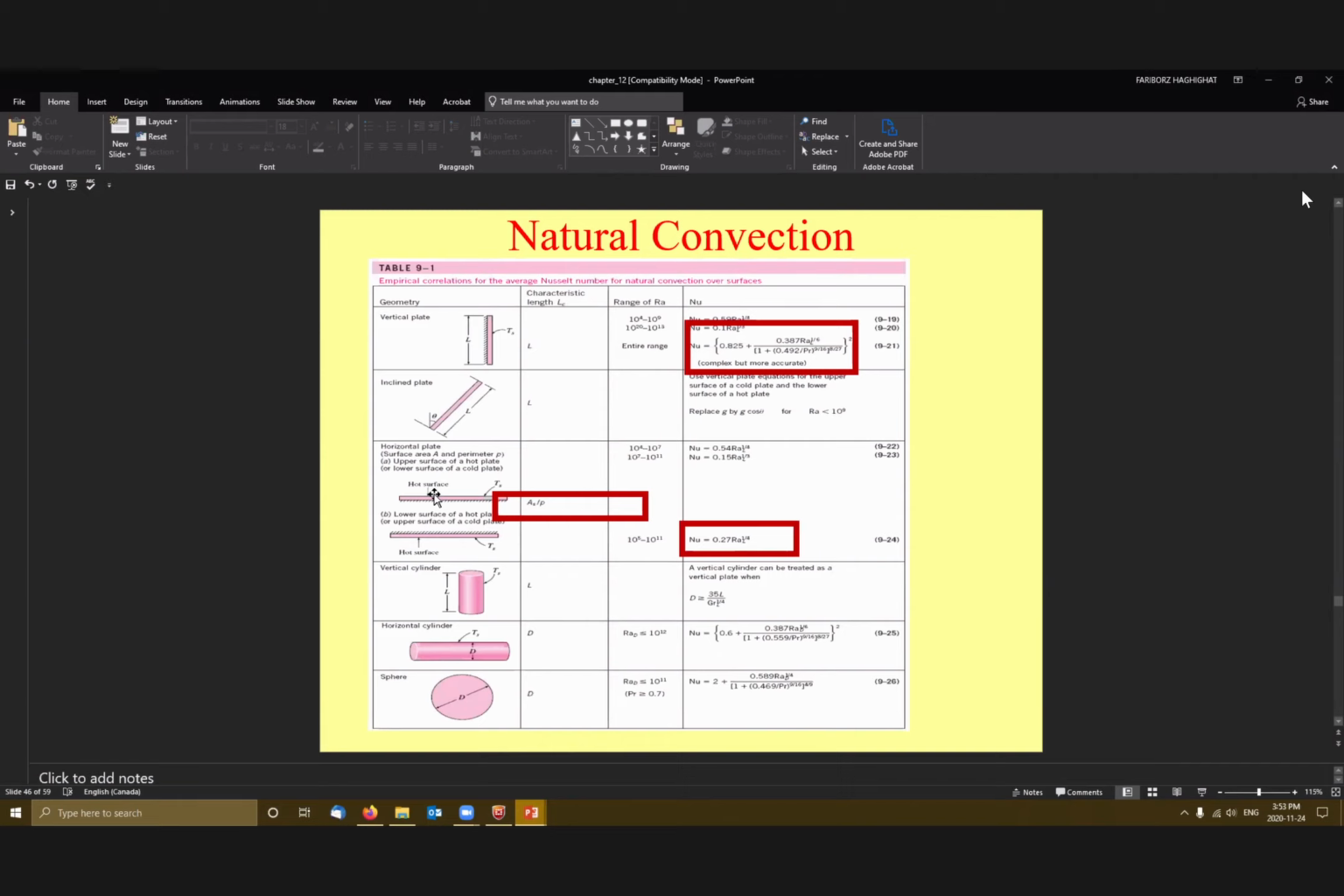I can assume the top plate is losing heat. At the center here, I can assume there's no heat transfer. The center is the same as here, and at the bottom we are losing heat to the outside. That's why we use this one twice. We calculate how much heat is transferred from the top and how much from the bottom.